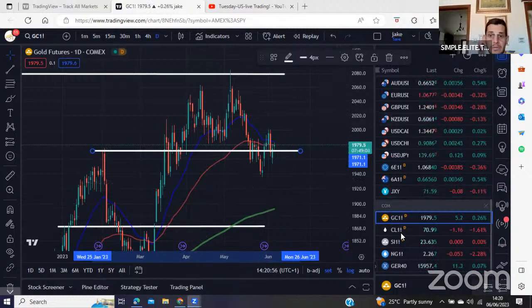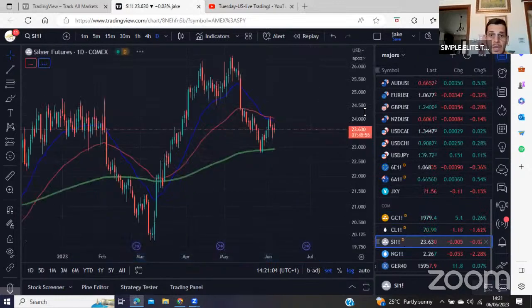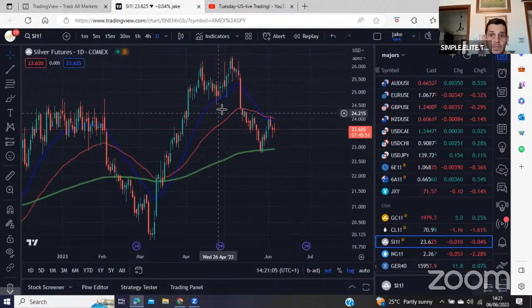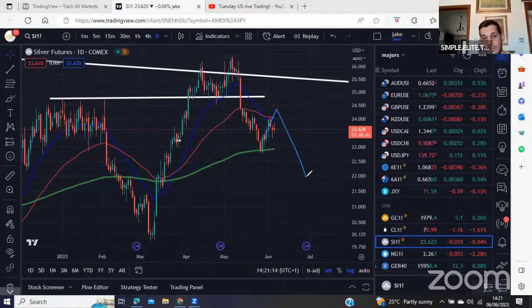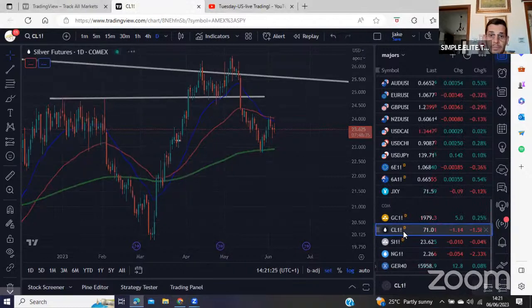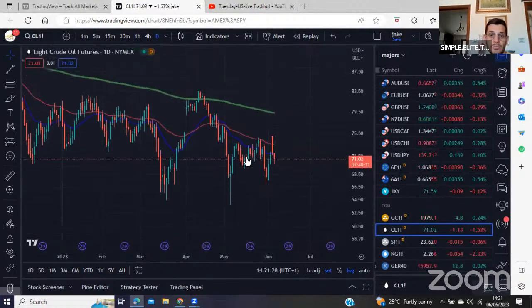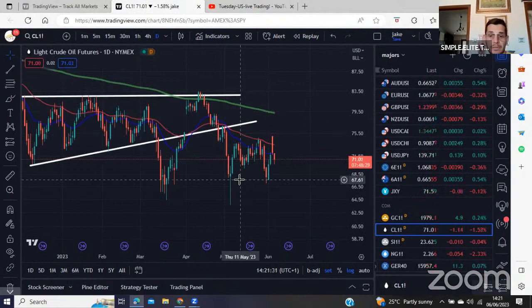The other commodities I'm not interested in. As you can see, silver is still in the range, and potentially I want to see it come to this level here, 24.50, to set myself up to go selling silver. And oil is very unlikely to trade because the price action is not clear and there is no trend. If there is no trend, I'm not interested to trade.